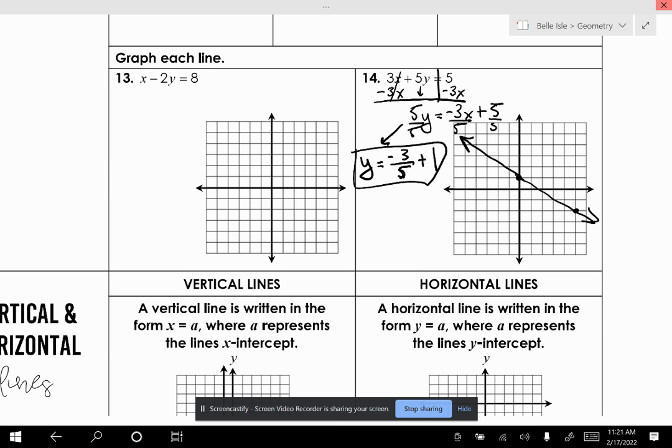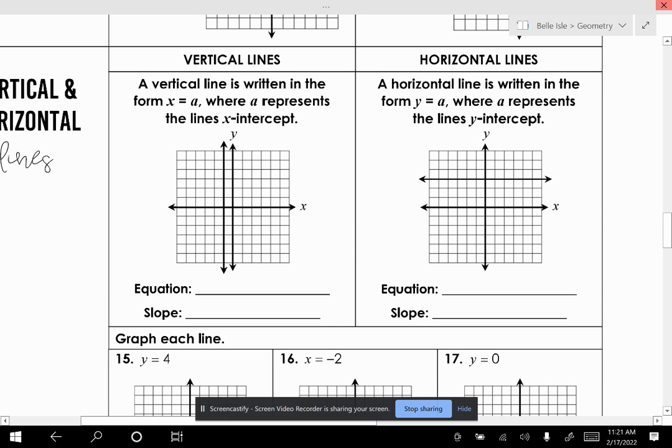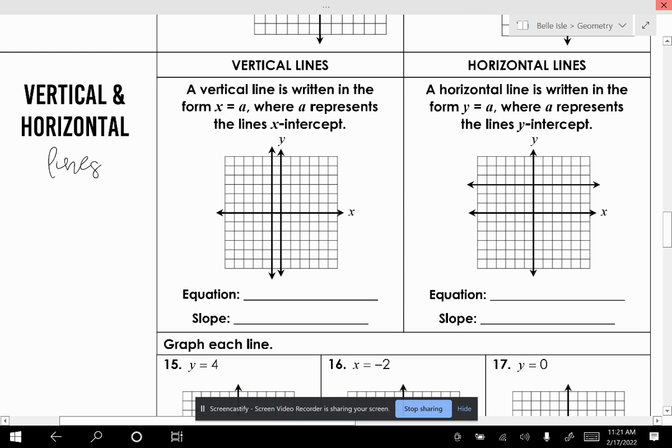Okay. Let's just look at this next section. Let's just talk about it. I'll see how many we need to do based on what the conversation's like. So, vertical and horizontal lines, we talked about them a little bit. A vertical line is written in the form x equals a, where a represents where we cross the x-intercept. Crossing the x-intercept means we have what sort of line?